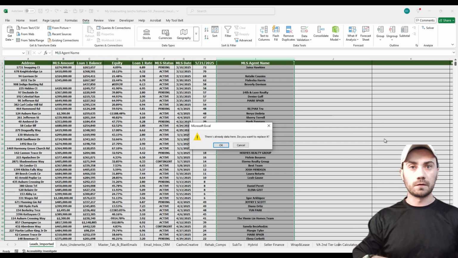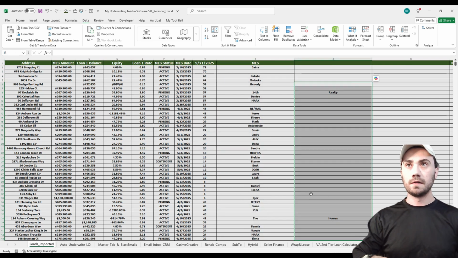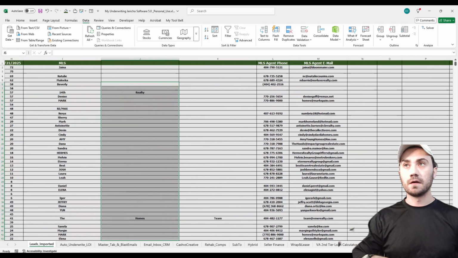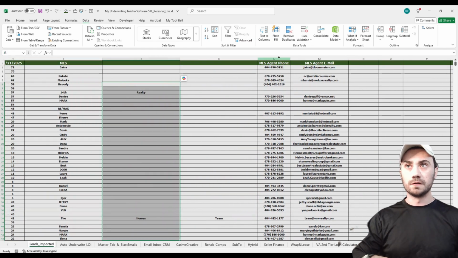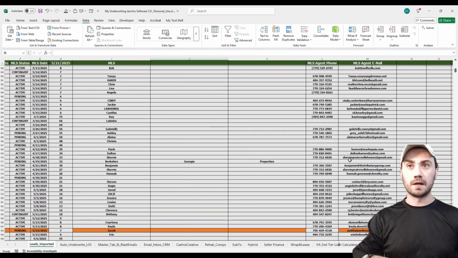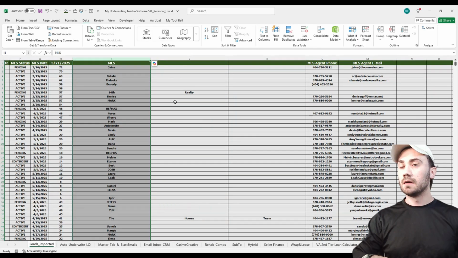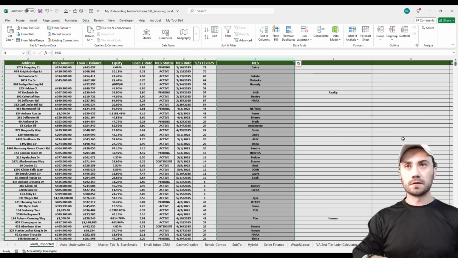Sometimes it'll tell you that there's going to be some data here overridden, which is why we have inserted two columns here to the right hand side as a precautionary method. If there's any spilled data that's moving over to the right hand side of the column, it is not going to affect our existing data, which in this case would have been the MLS agent phone number. So any of the spilled data now is here in these two empty columns and it is not affecting our primary data set.